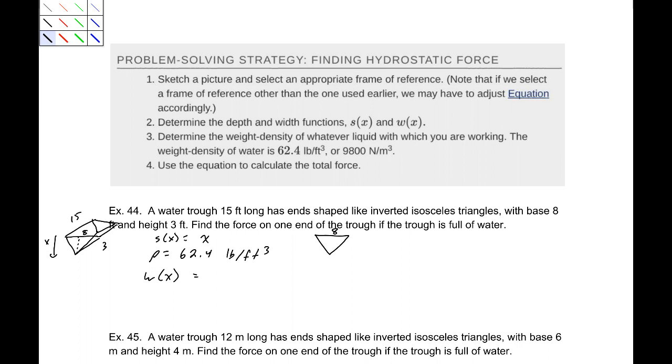Okay, we have got a base of 8 and a total depth of 3, which means that at a depth of x, we have the rest there is 3 minus x. Okay, so we're going to make some similar triangles. Now what we really want to know is the width there. So the way we're going to write this is we have 8 to 3, that is our base to our height, so w over 3 minus x.